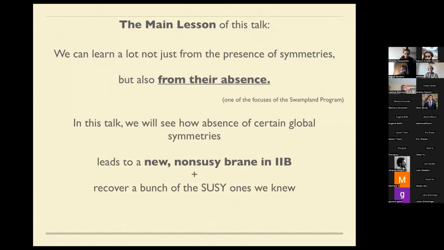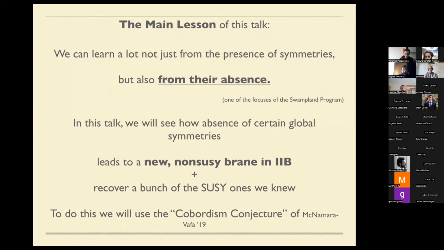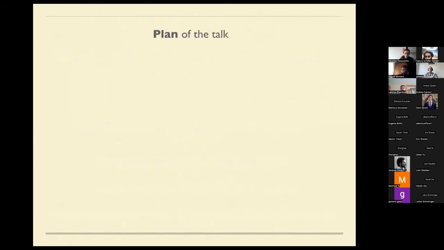So more concretely, we will see how, applying this principle of learning about the theory from how the symmetries are broken, we will apply this idea to type 2B string theory to recover a bunch of the knowledge that we already have of type 2B and get a few new things. More outstandingly, a new non-supersymmetric brane in type 2B string theory. And the main tool that we will be using is a set of ideas which go under the name of the cobordism conjecture of McNamara and Vafa, published in 2019. So I will be explaining that as well.